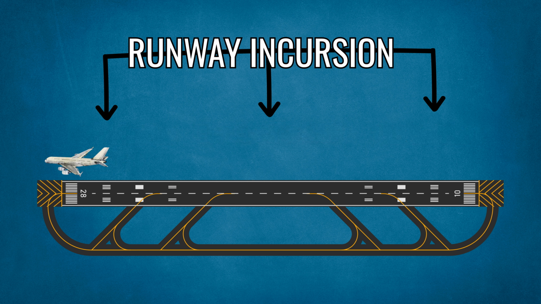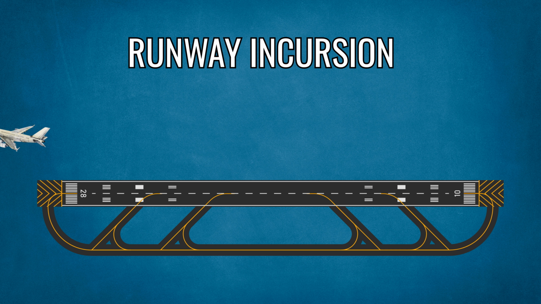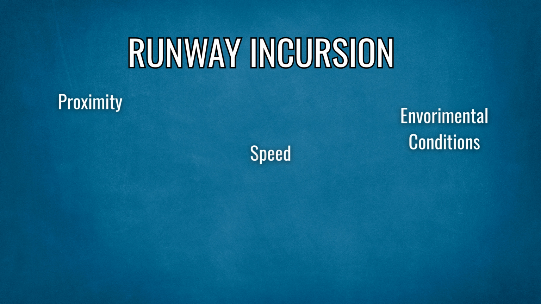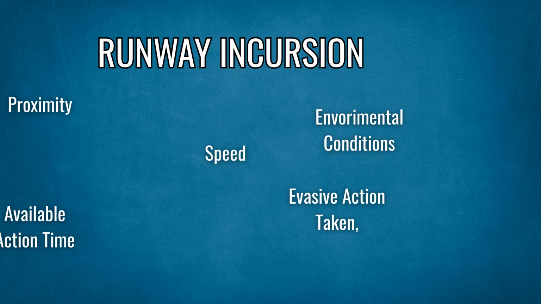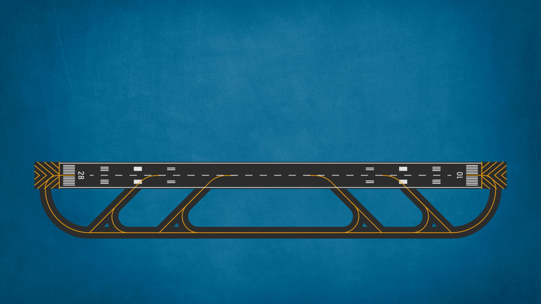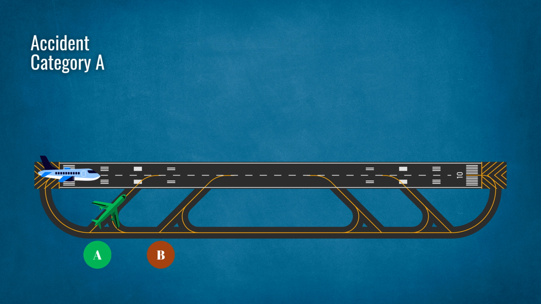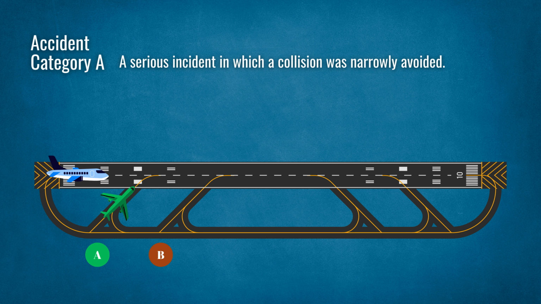The runway incursion severity measure uses 5 categories that consider an aircraft's speed, proximity, environmental conditions, evasive action taken, and the available reaction time. These 5 categories are: 1. Accident, an incursion that resulted in a collision. 2. Category Alpha, a serious incident in which a collision was narrowly avoided.